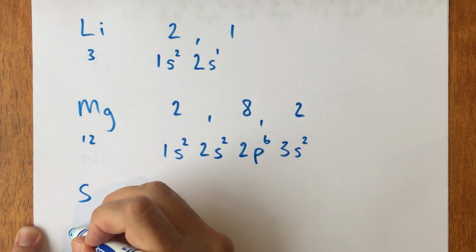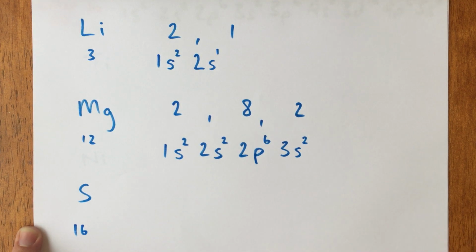Sulfur has the atomic number 16. If you get it, at this point pause the video and have a go at writing the electron configuration for sulfur yourself.